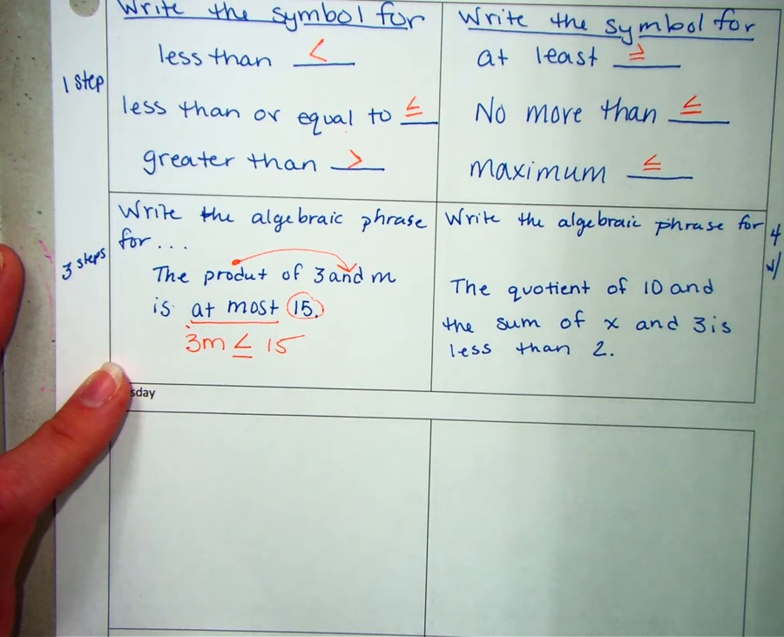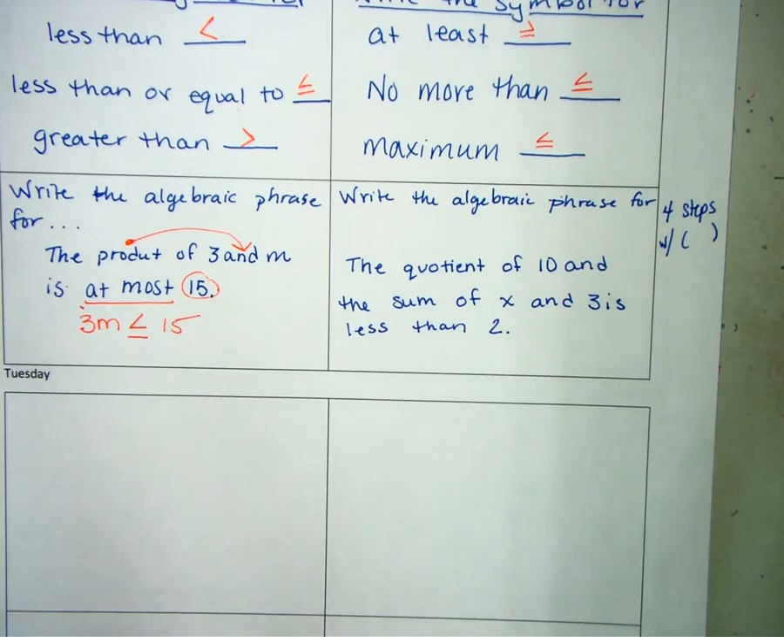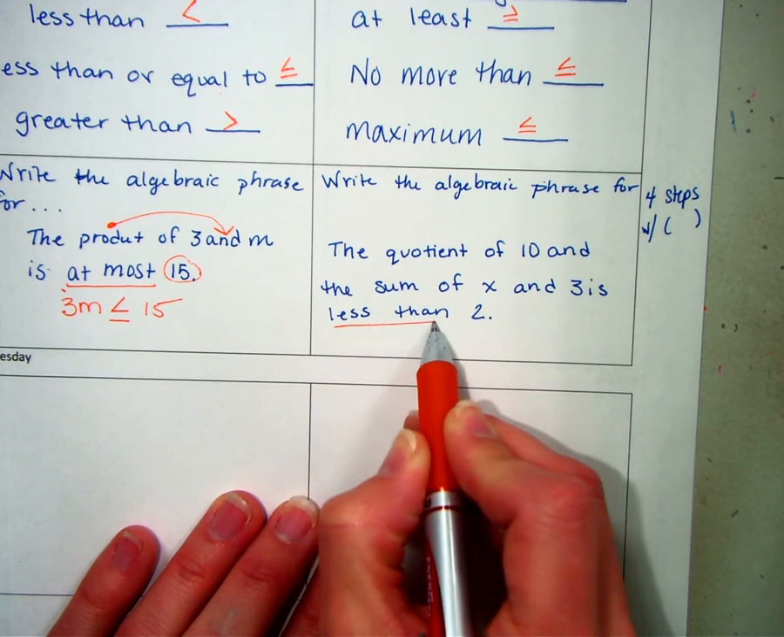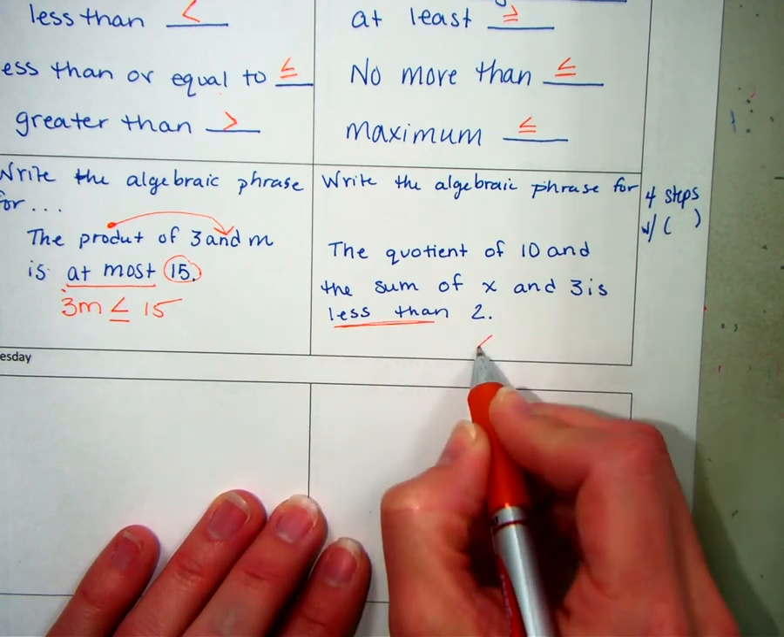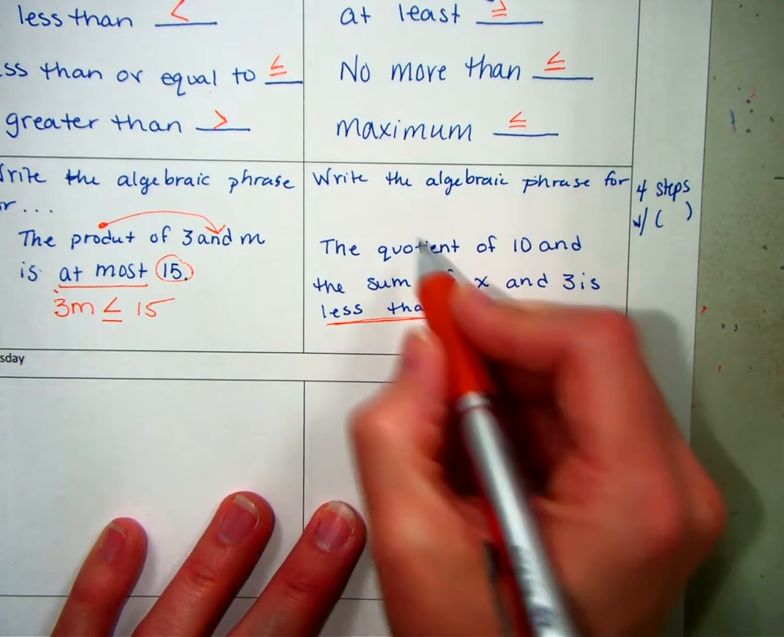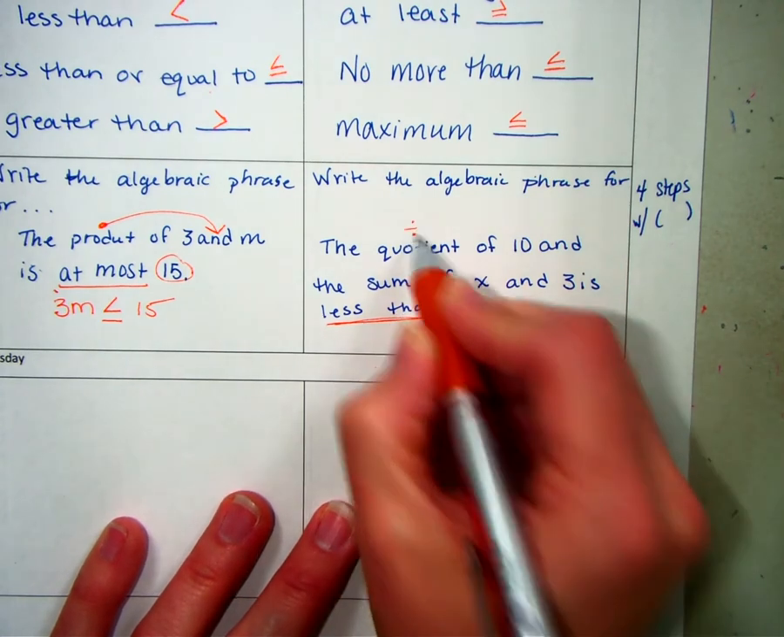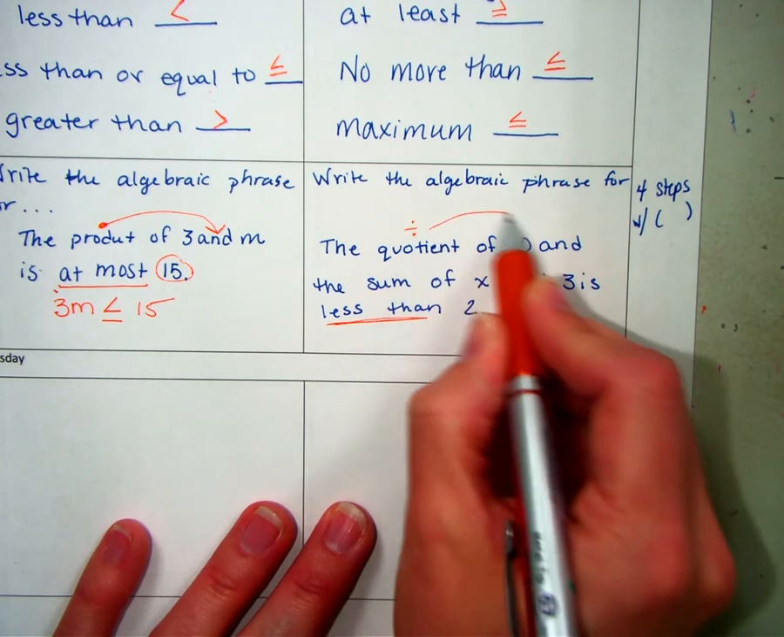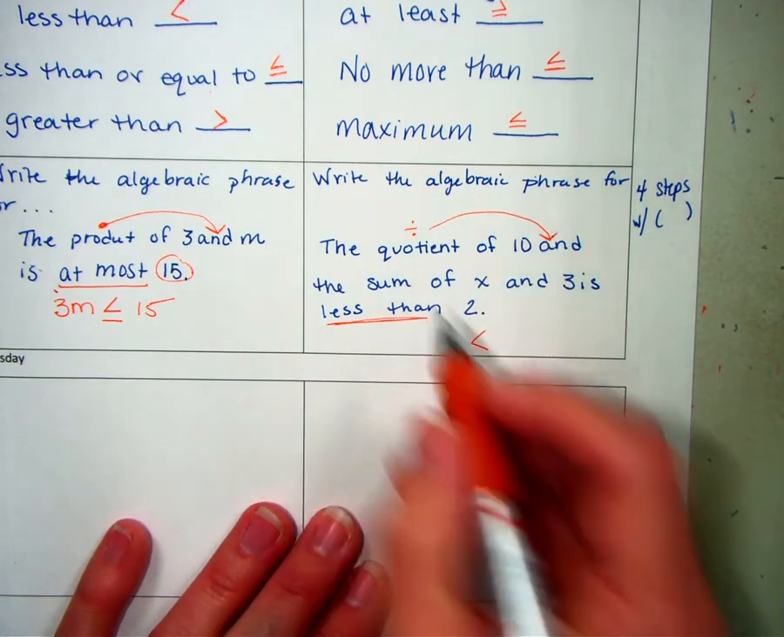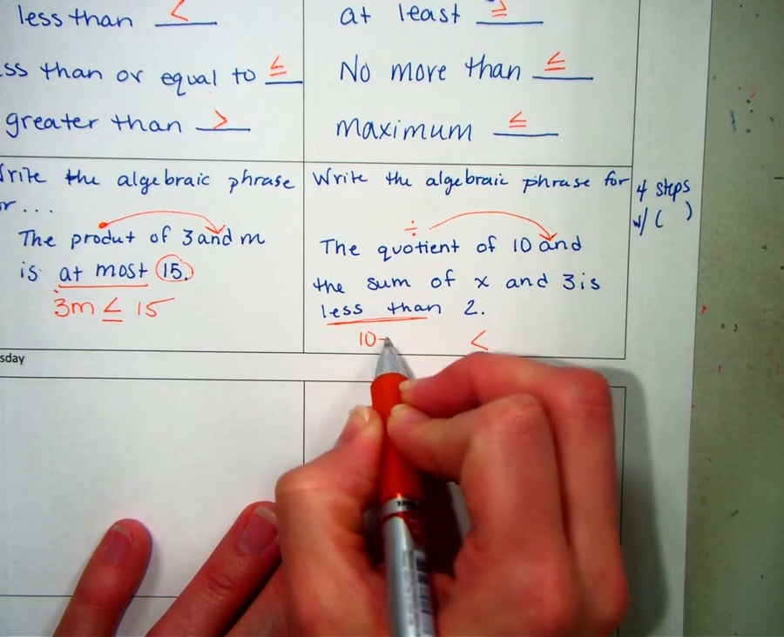Okay, last one, this kicks it up a notch. It's 4 steps because it has 2 sets of operations. Still the same thing, look for the symbol. The symbol is right here, less than. It's going to be this symbol. Now we're going to go back and find the operations. Quotient means I'm going to divide. The division sign is going to go right here. So it's going to look like 10 divided by.